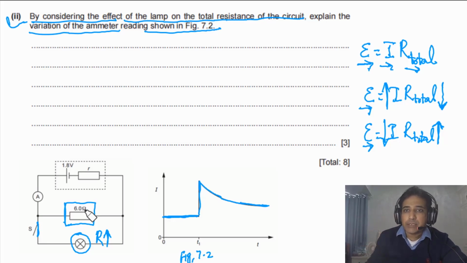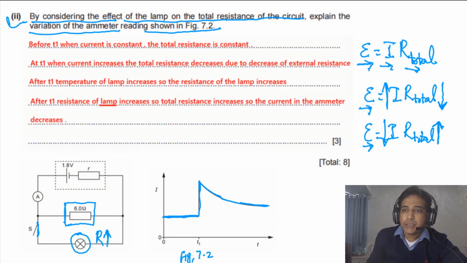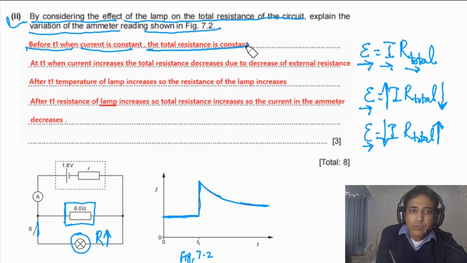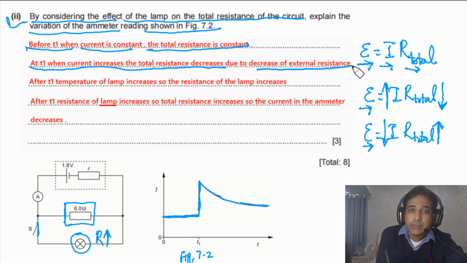So that's all we need to understand to answer this question. I hope this makes sense to you. Now let me show you the answer. In your answer you can write down these points only. First of all, you can say before T1, when current is constant, total resistance is constant, as you can see in this part, before T1.